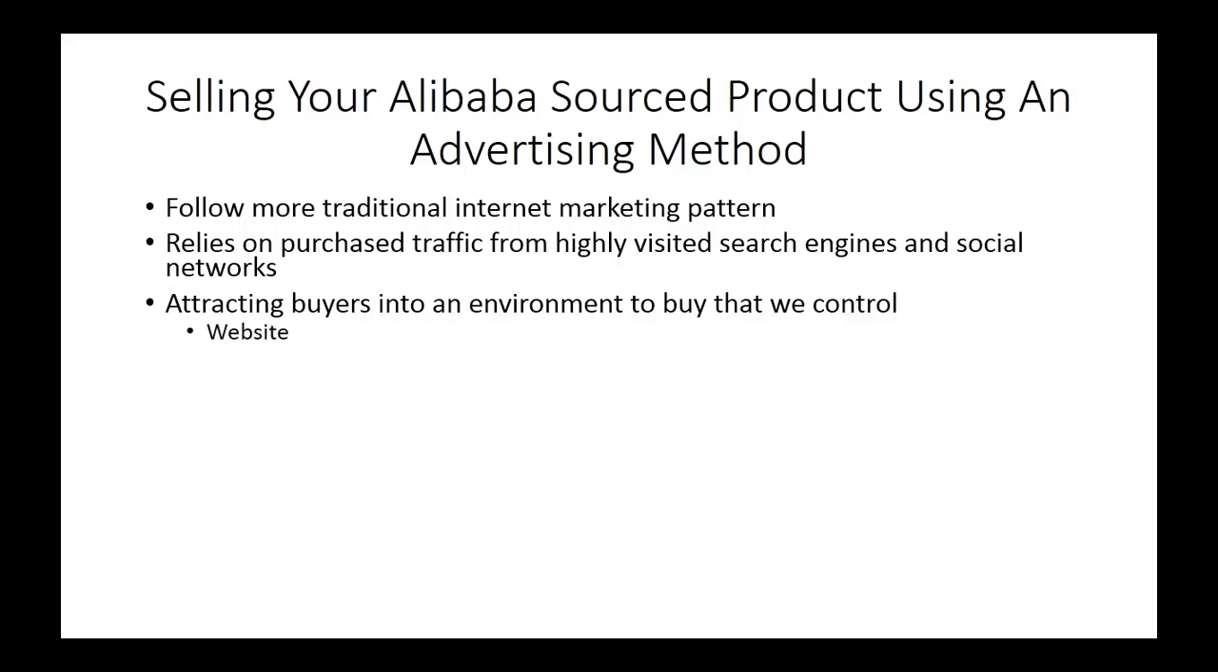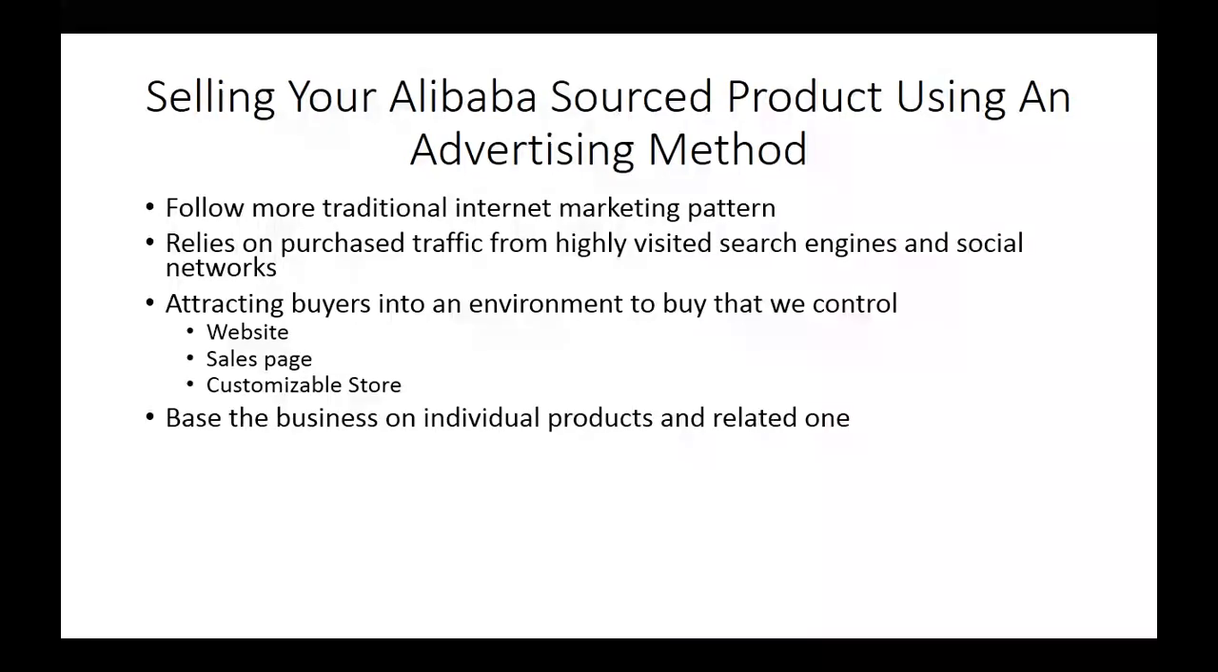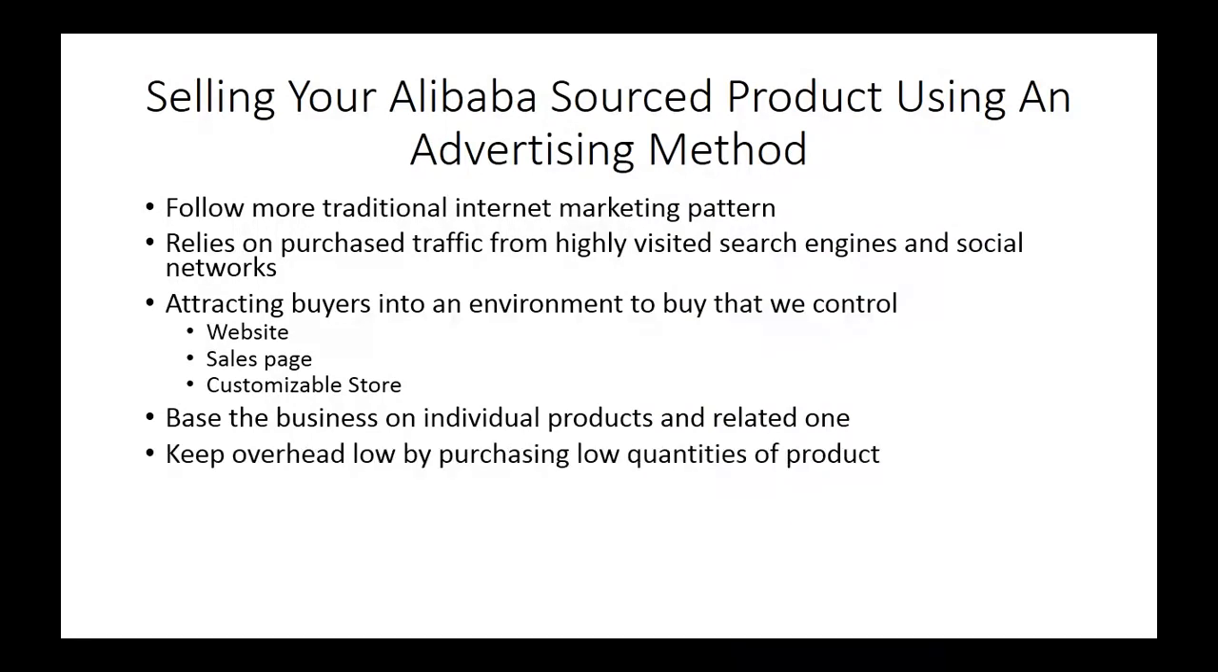This could be a website that you own, it could be a sales page, or it could be a customizable store. You're basing your business on individual products and related ones. So in other words, you're trying to find that individual product that will sell, and then you're complementing that product with those that are related to it and getting it into that environment where you're attracting your buyers. You want to keep the overhead low in the advertising method because you're going to buy low quantities of product until you know what's converting.